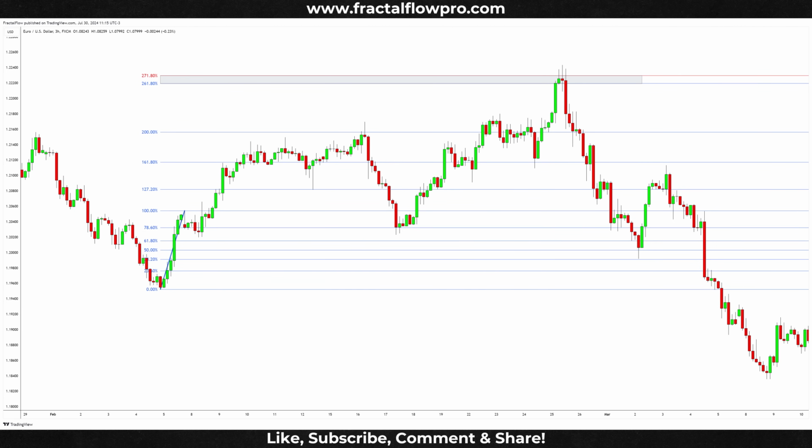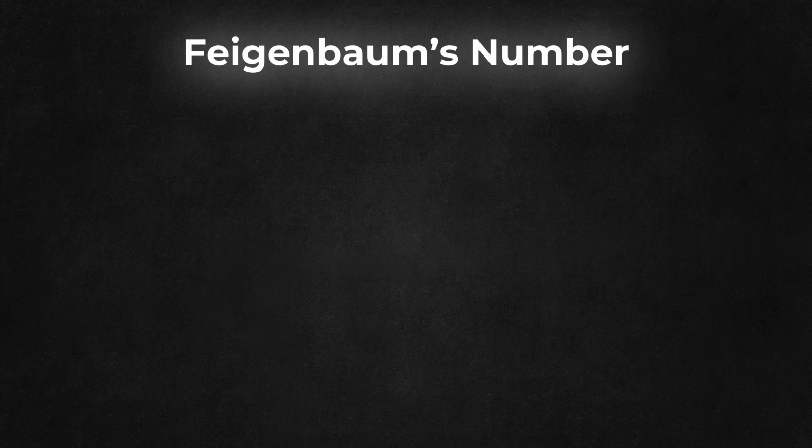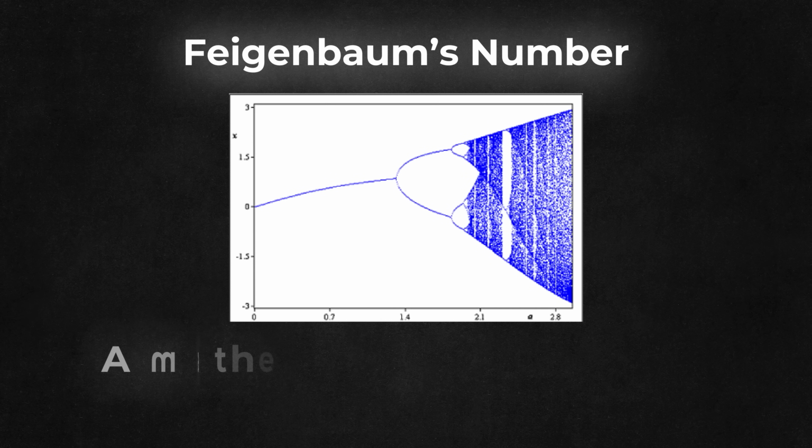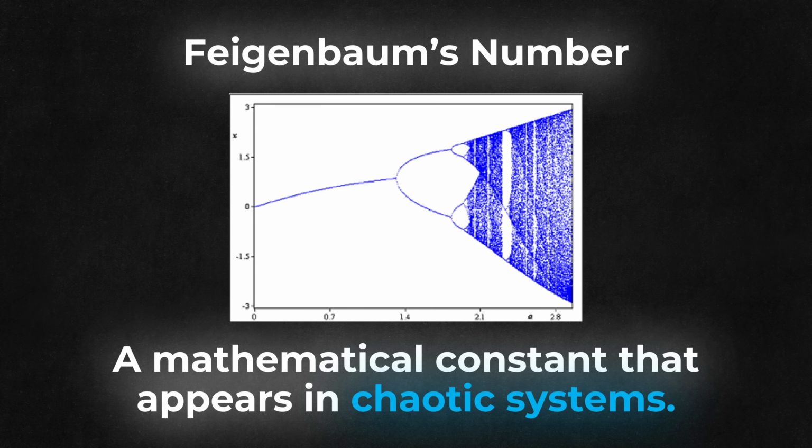Another example of this is Feigenbaum's number, which is a constant that appears in the study of nonlinear dynamics, a field of mathematics that studies chaotic behavior. It appears in the phenomenon of period doubling bifurcations leading to chaos.